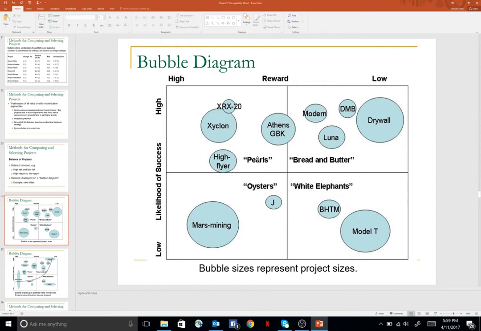Obviously, as you guys see here, pearls are ideal, right? That's kind of where we would like to be. And then things or projects that fall in the white elephants may not be something that we would want to pursue. So this would be another way of scoring our projects and using the gating process.